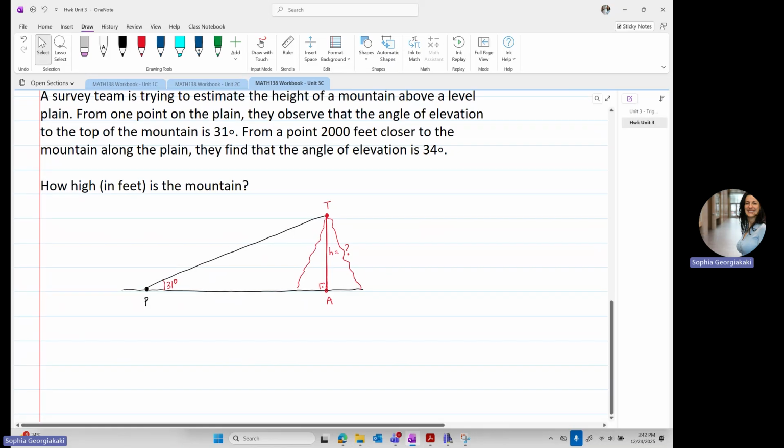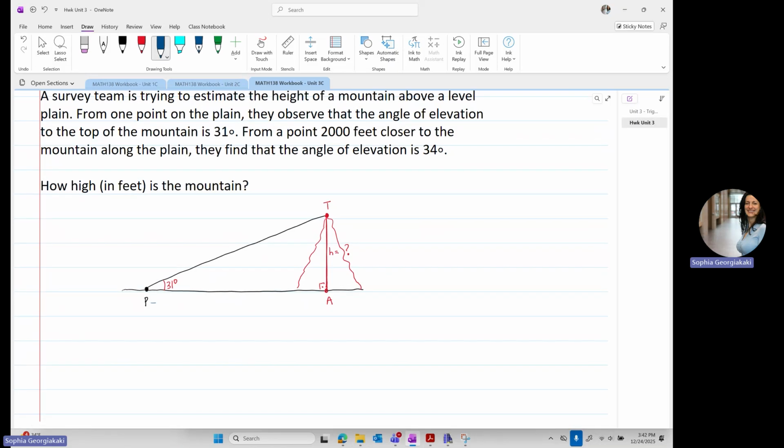Now, from a point 2,000 feet closer to the mountain, so the surveying team moves 2,000 feet closer over here. That is 2,000 feet. And from that point, let's call it B, the angle of elevation is now 34 degrees. So they look up at the mountain again, and this angle is 34 degrees. Based on this information, they are now asking us to find again the height of the mountain.